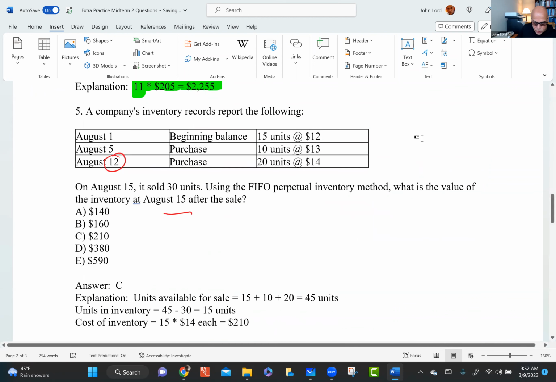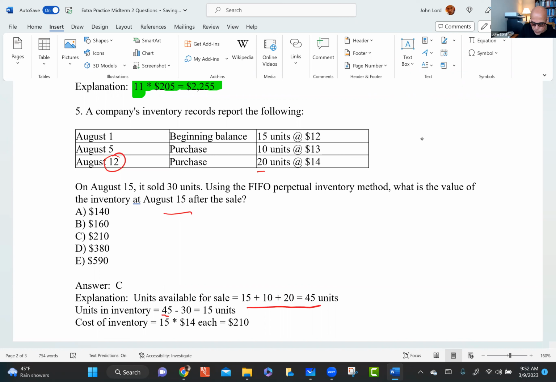Well, if we sold 30 units, what happens? We had 45 units available in total, just adding those numbers up, minus what we sold, they tell us 30 units. So that means there are 15 units that are left, and we would consider all of those to be at the $14 because under first in, first out, we sold all of those to make 25, and we would have sold 5 of those, right? Leaving us at 15 units.